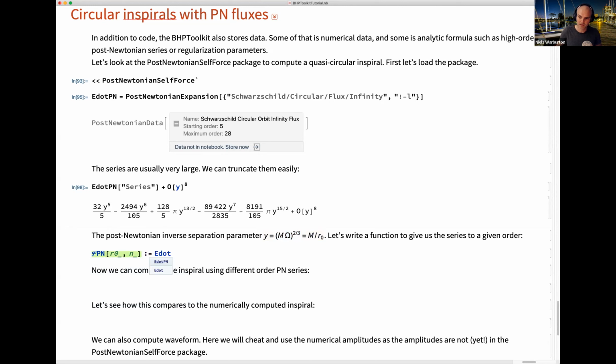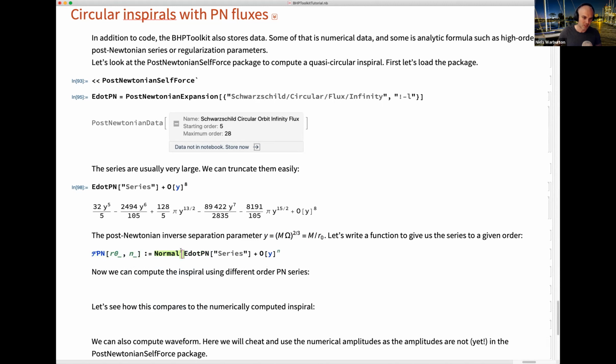So we can define a function like this, taking the PN series, and we're going to truncate that series at some power n, based on what we ask for in the function. We don't want it to be a series anymore, so in Mathematica you take Normal to convert it to just a polynomial, basically. And y you can just write as 1 over r0. I'm just going to take M to be 1 in this case.